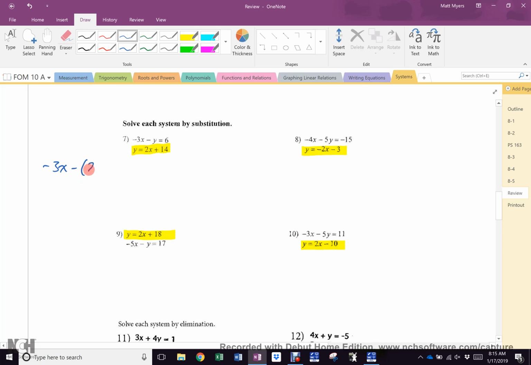-3x minus 2x plus 14 equals 6. -5x equals 20. X equals -4. Y equals -4 times 2 plus 14, which is -8 plus 14, which is 6. So the answer is -4, 6. And of course you checked it by going back into the other equation.